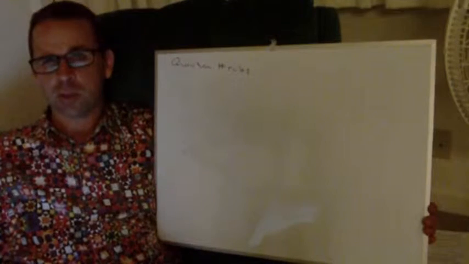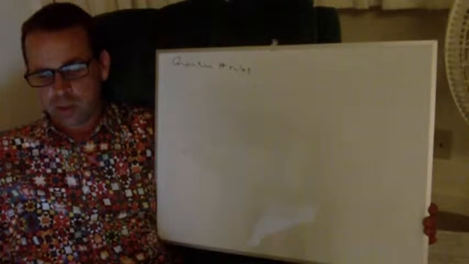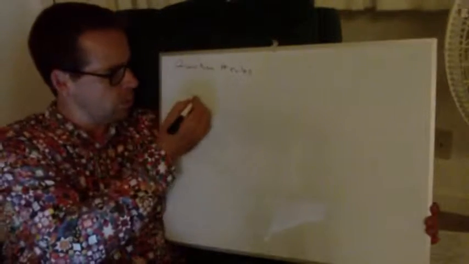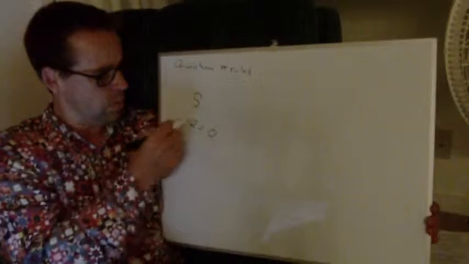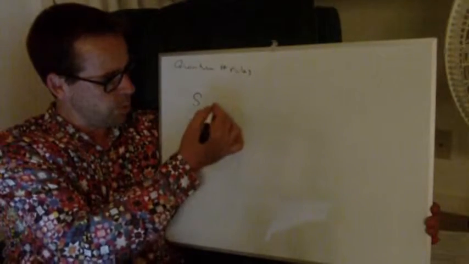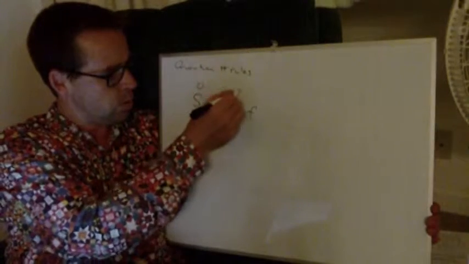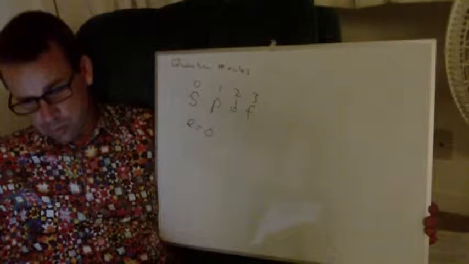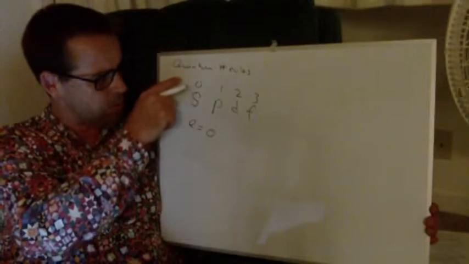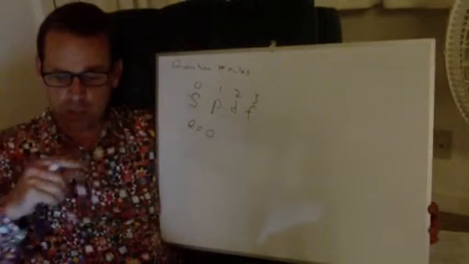What is the only possible value of m sub L for an electron in an s orbital? Well, if I have an s orbital, that means my L value has to equal 0. So I don't know if you remember, but S, P, D, F are L equals 0, 1, 2, and 3. So if L equals 0, what are the possible m values for S?